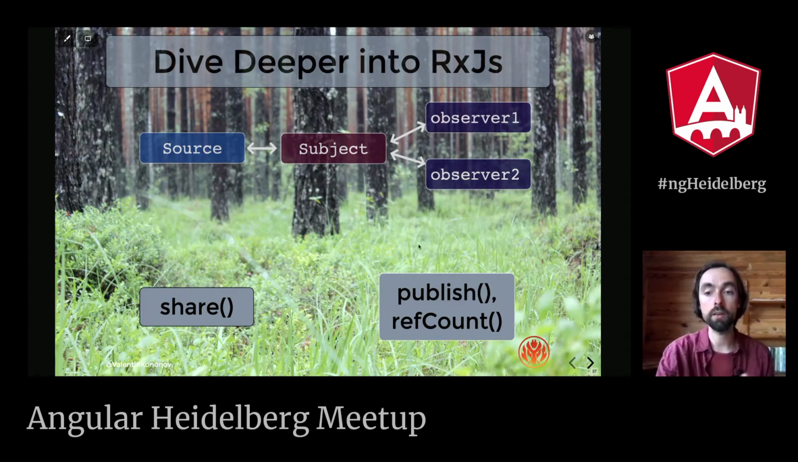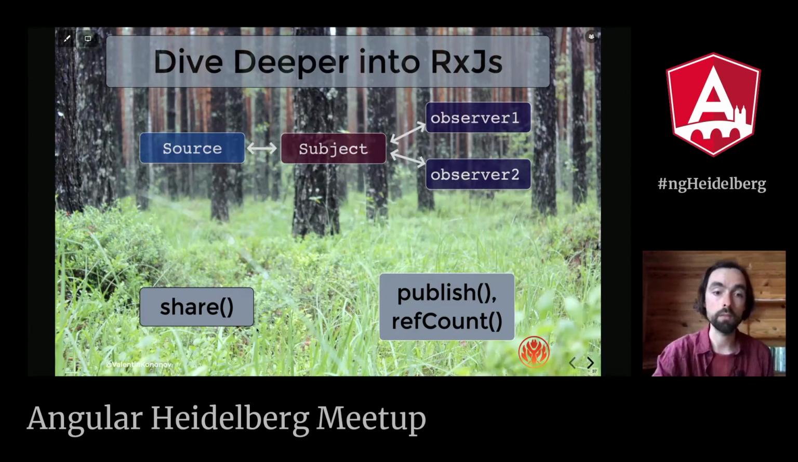And if you use the sequence of publish and ref count, and at some point of time you don't have subscribers anymore, like you navigated away from all the components which have that subscription, it will clear up everything and destroy the subject. So if you navigate to that component once again without the full reload, you will not see anything coming from the source observable.